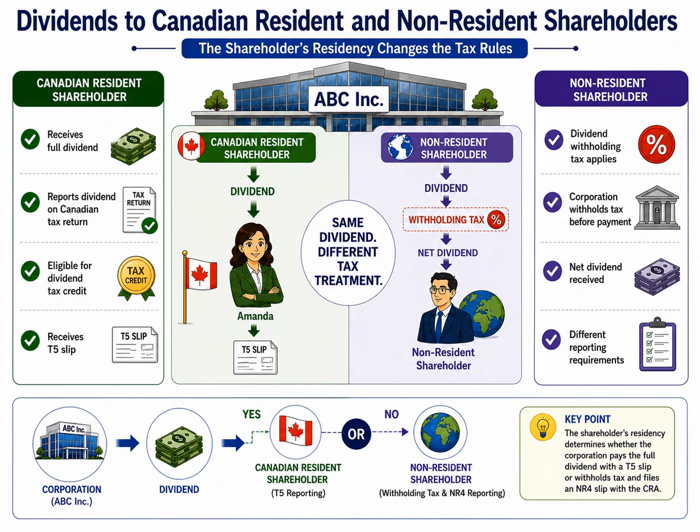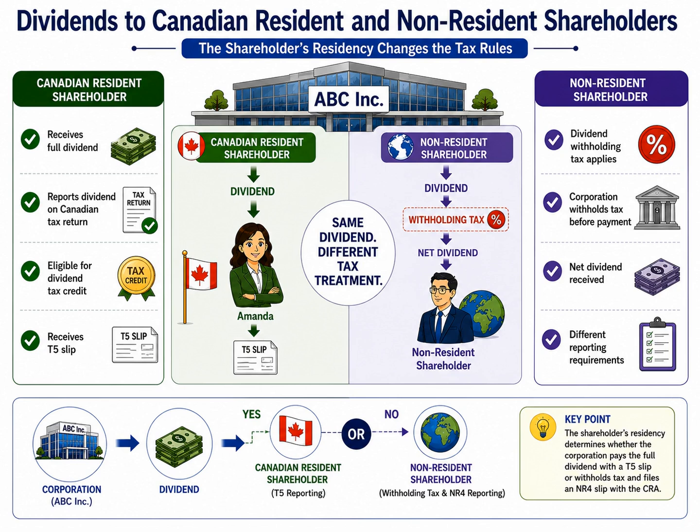Now consider a non-resident shareholder. The process changes significantly. Before paying the dividend, the corporation is generally required to withhold a portion of the payment as Part 13 withholding tax. Instead of receiving the full dividend, the non-resident shareholder receives the net amount after the withholding tax has been deducted. The corporation is responsible for remitting the withheld tax to the Canada Revenue Agency.